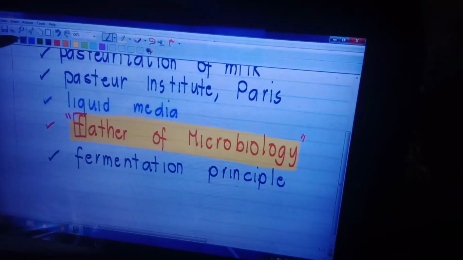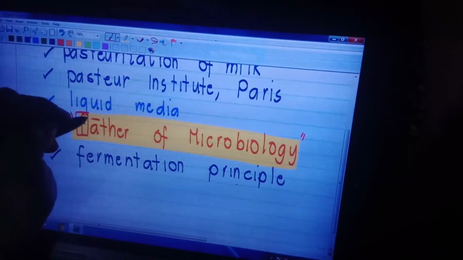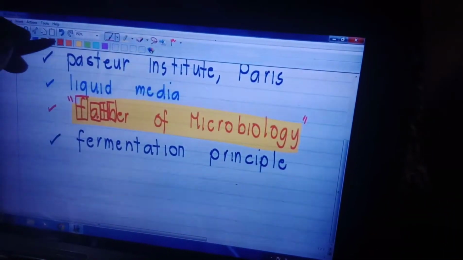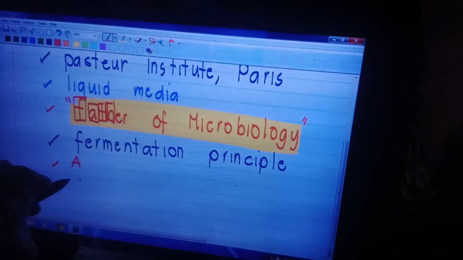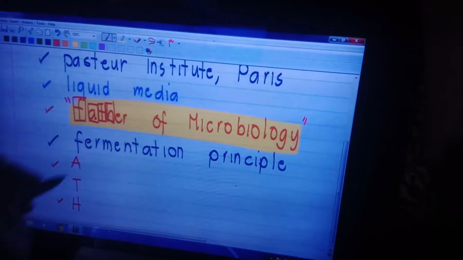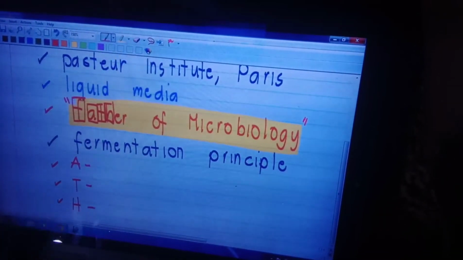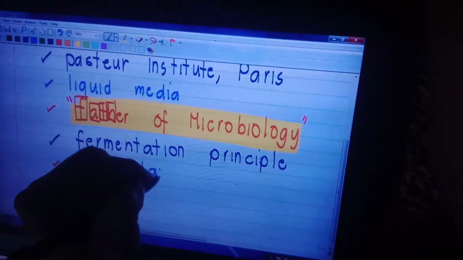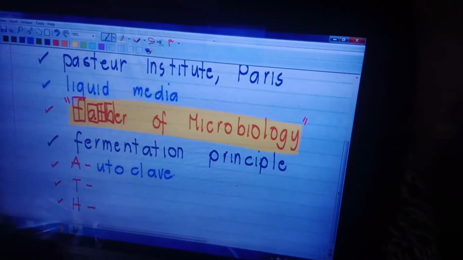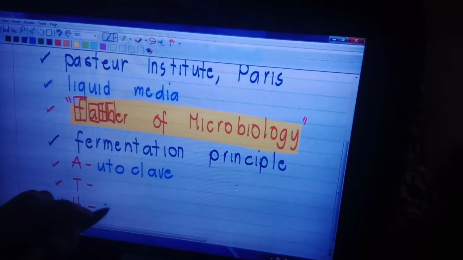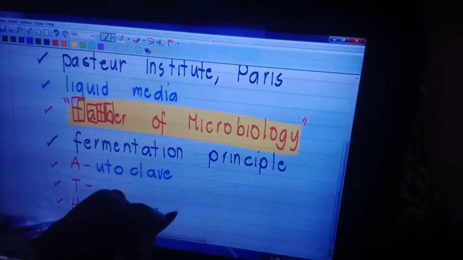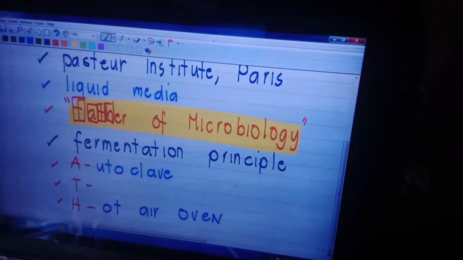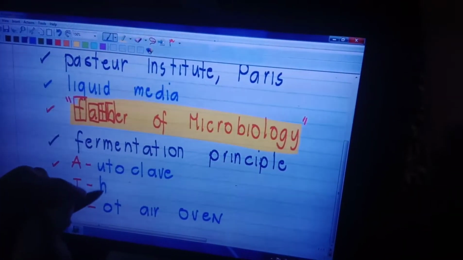After taking that letter F, isa pa, remember your ATH sa father. Also contributed your ATH. What is letter A? Introduces your autoclave. And also introduces your hot air oven. Ay, sorry, by the way, meron pa parang letter T.